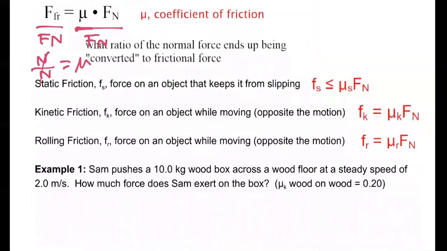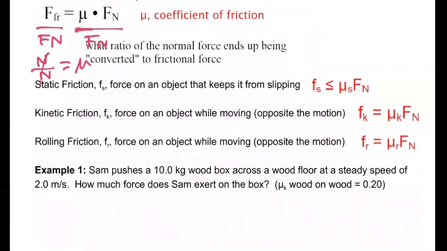As I said, there's three types of friction. Static friction, if you think of static, or stagnant water, like not moving, is the force that's going to keep an object from slipping. So when we do our calculations, force friction is going to be less than or equal to the coefficient of friction times our normal force.